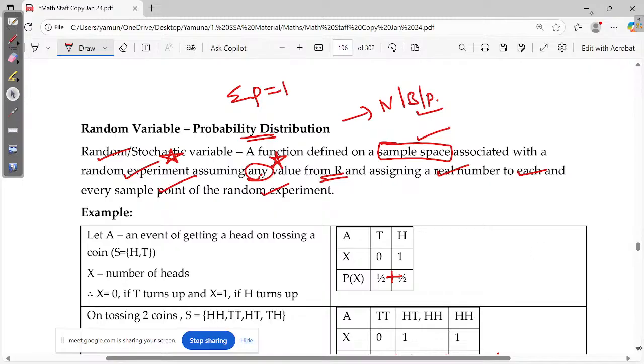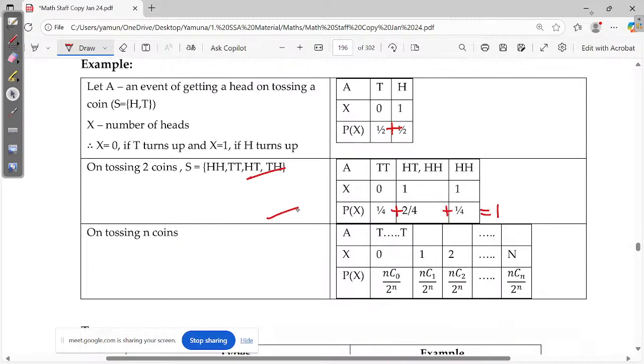Okay. In the example, I'm not going line by line. If it is n coins, what is 0? n coins, all are T. Am I right? So it is nC0 divided by 2 power n. Have you got this one? Let's talk about the denominator. 2 power n, yes, we know. 1 coin, 2. 2 coins, 2 power 2. 3 coins, 2 power 3. So 2 power n for n coins.